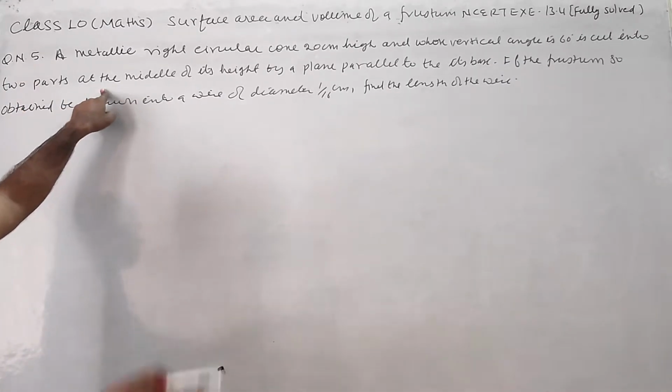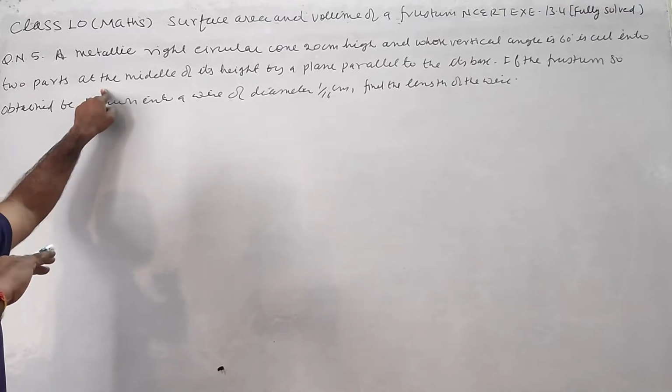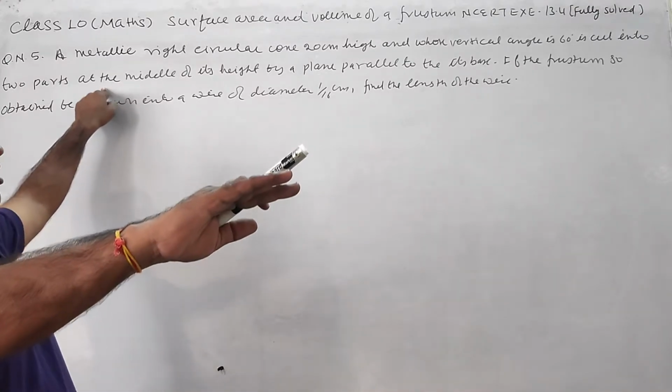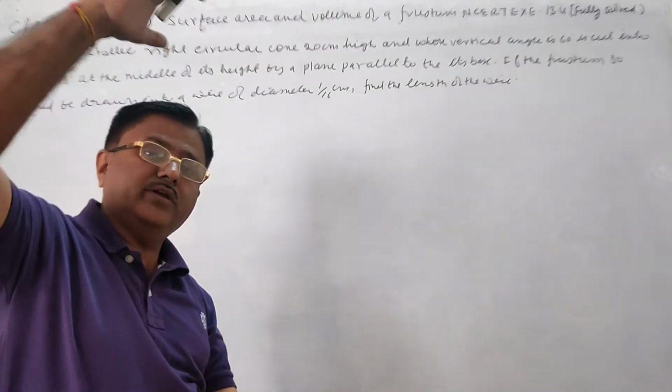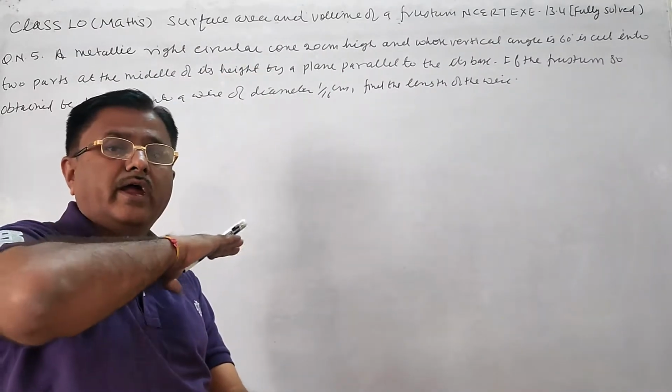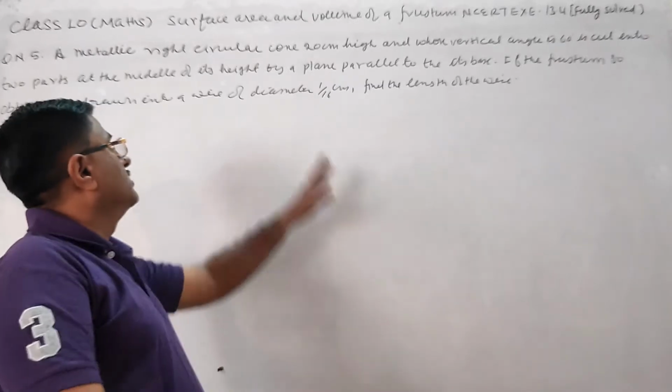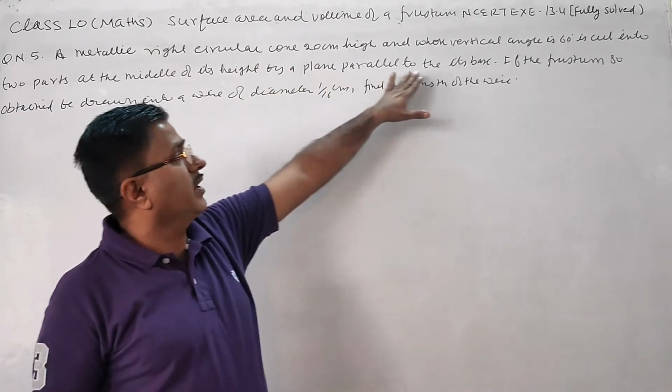We are cutting this cone at the middle of its height. The total height is given as 20, so the middle of that is 10. At 10 centimeters from the base, we cut by a plane parallel to the base.